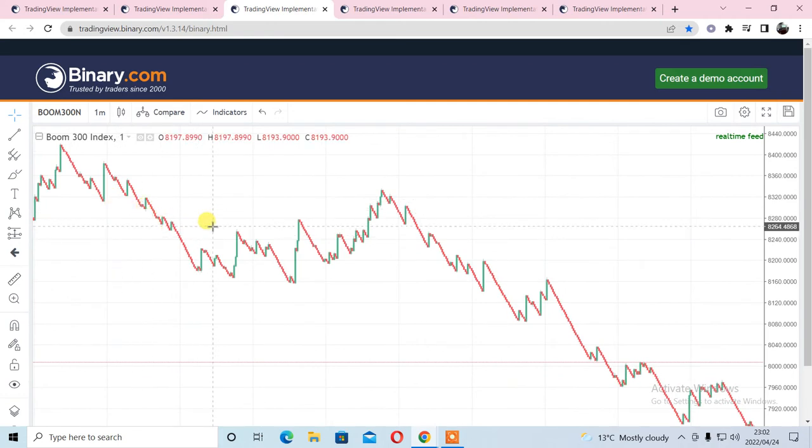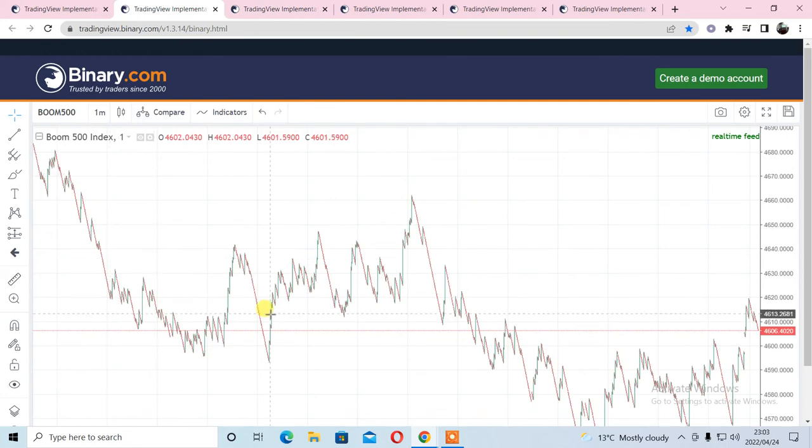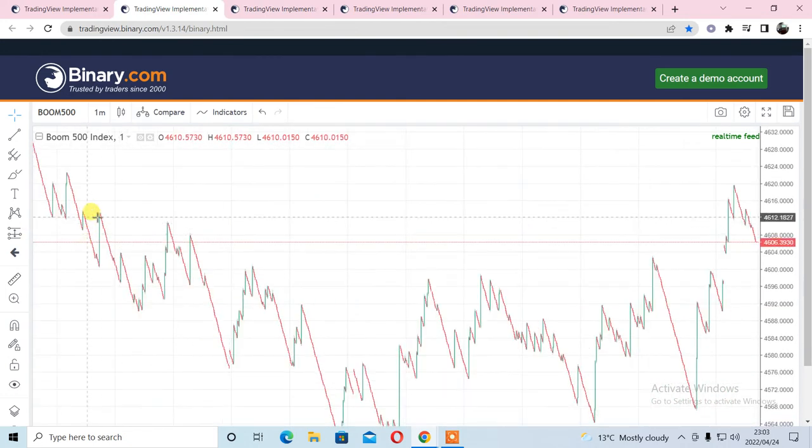So obviously if you move to Boom 300, then it means within every 300 of these red bars, you should expect a spike. So obviously a spike happens much sooner, like I said. Okay, and then the same applies with Boom 500 as well. Within 500 of these red bars, you should expect a spike.